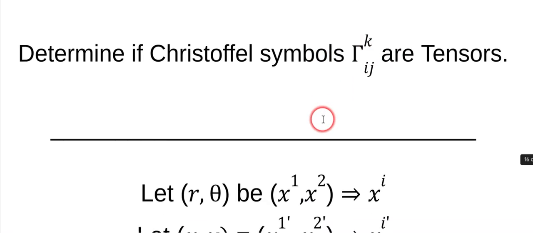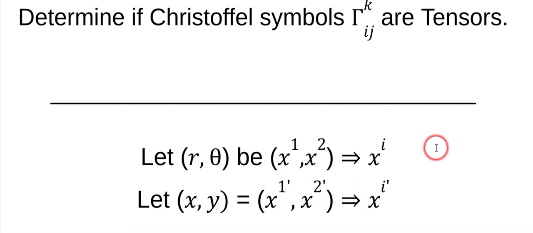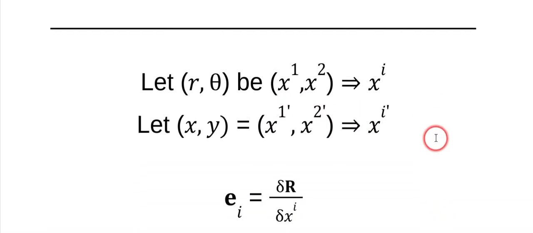All right, let's do a little review real fast. We want to go from an unprimed to a primed coordinate, the transpose. So we're going to let r and theta be the unprimed, 1 and 2, and we're going to let the Cartesian x and y be the primed, 1 prime, 2 prime. Remember the definition of a basis vector.